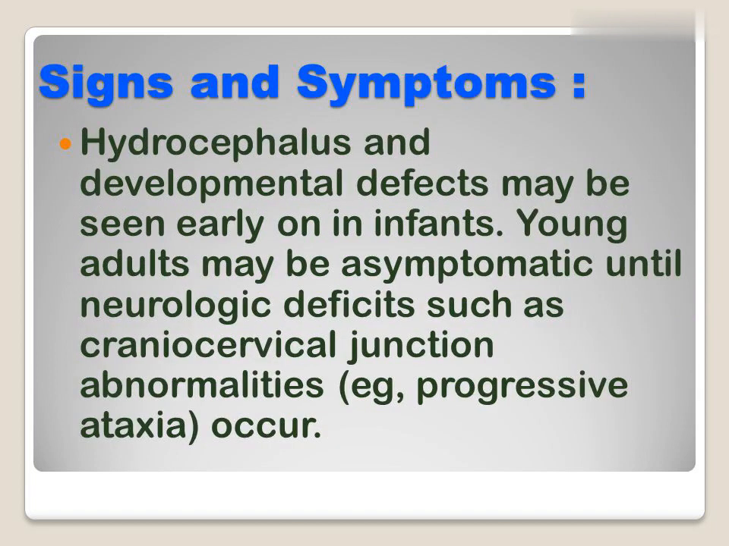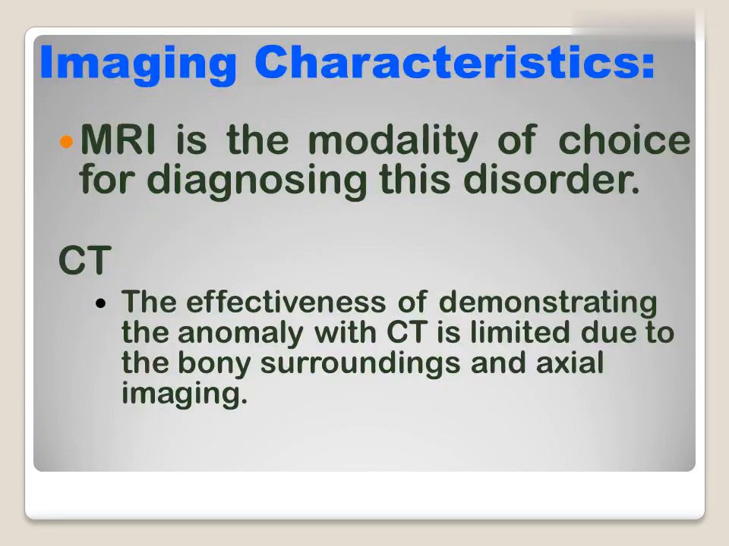Signs and symptoms. Hydrocephalus and developmental defects may be seen early on in infants. Young adults may be asymptomatic until neurologic deficits such as craniocervical junction abnormalities, e.g., progressive ataxia, occur. Imaging characteristics. MRI is the modality of choice for diagnosing this disorder. CT. The effectiveness of demonstrating the anomaly with CT is limited due to the bony surroundings and axial imaging.